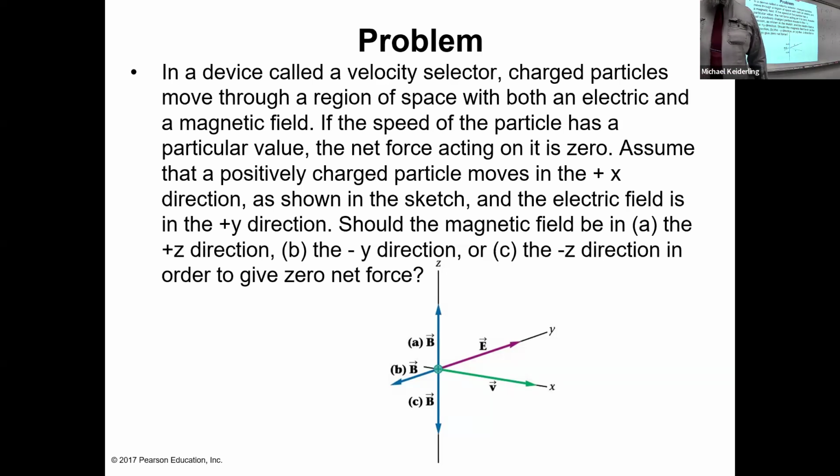That is correct. Because you'd like to get a force in the minus y direction. Your velocity is in the x direction, and if your magnetic field is in the plus z direction, your force is in the minus y direction.